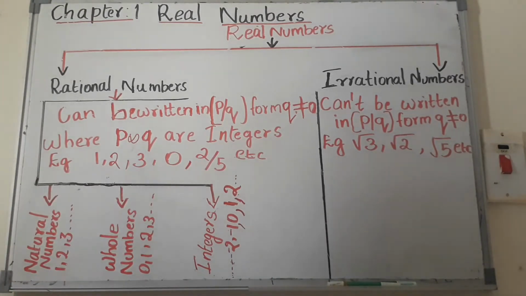Is 1 by 0 a rational number? No. Why? Its denominator is 0. 1 by 0 is not defined. So it is not a rational number.